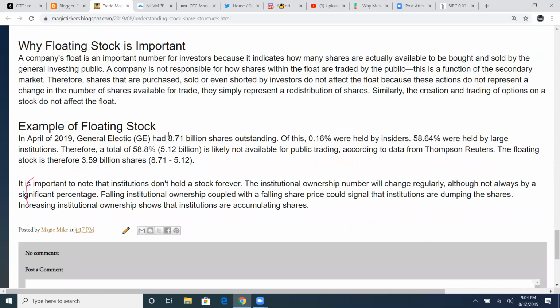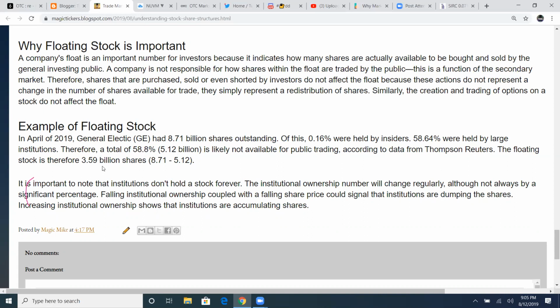Example of floating stock. In April 2019, General Electric (GE) had 8.71 billion shares outstanding. Of this, 0.016% were held by insiders, 58.64% were held by large institutions. Therefore, a total of 58.8%, 5.12 billion, is likely not available for public trading, according to the data from Thomson Reuters.